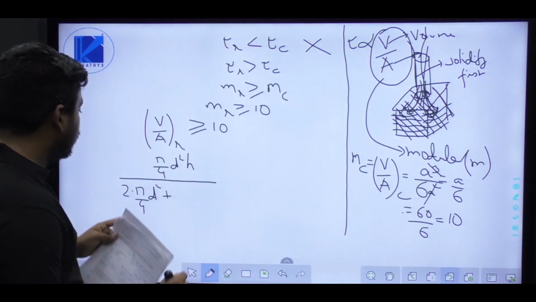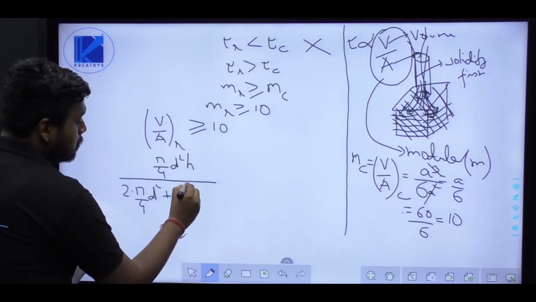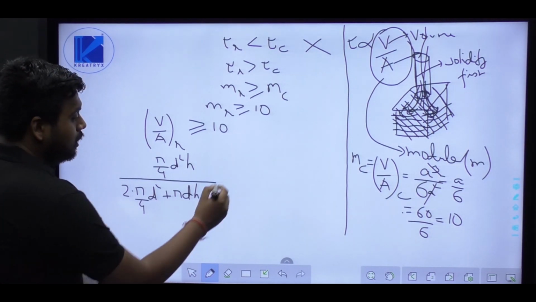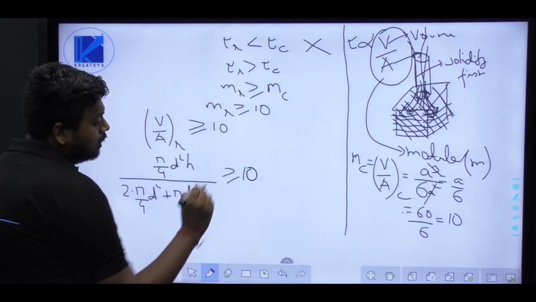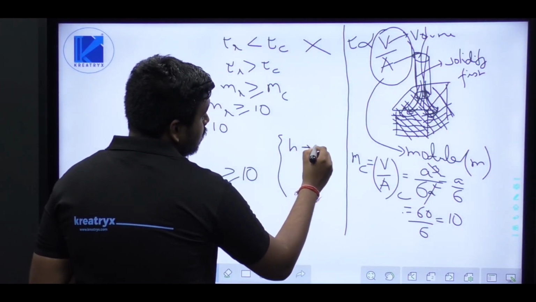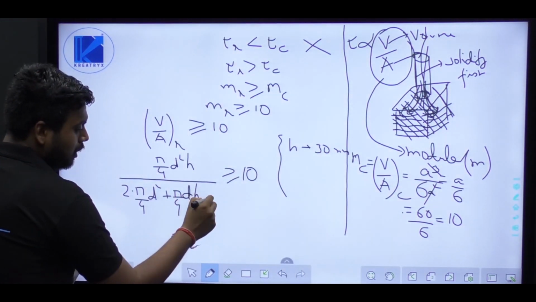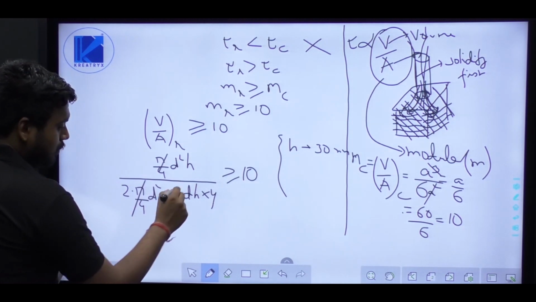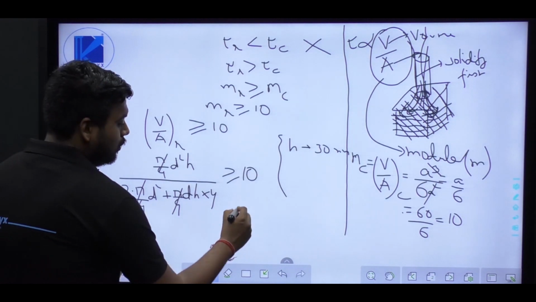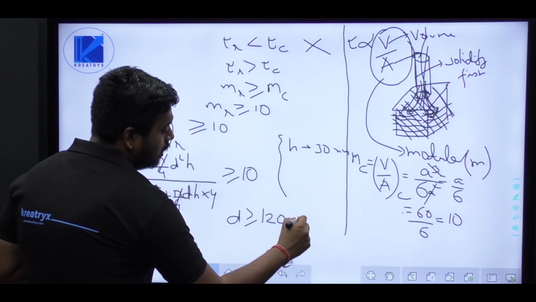That's why one cross sectional area is not considered in the top riser, whereas in the side riser we consider both the cross sectional areas. So the surface area will be 2 into pi by 4 d square plus pi dh. Now it must be greater than or equal to 10. Since the height in this question is given as 30 mm, if you calculate it, divide and multiply by 4, pi by 4 will get cancelled. You put the value of h as 30, and you will get d must be greater than or equal to 120 mm.